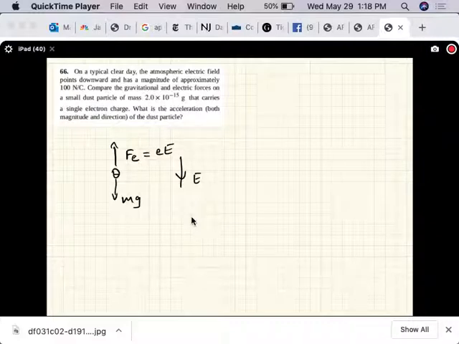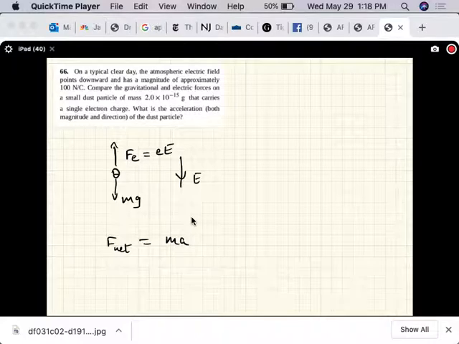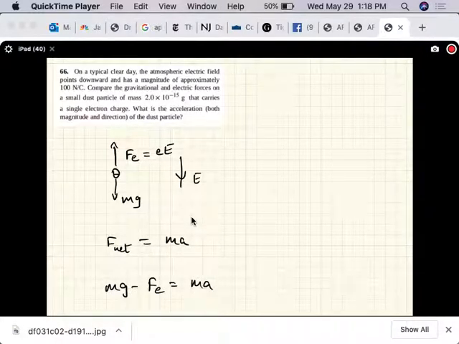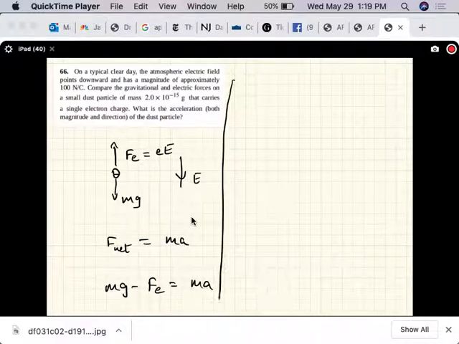So what is the acceleration? The net force on it is the mass times acceleration. And let's say, I don't know which one is greater, but let's say mg is greater than Fe. So we'll assume this direction is positive. It doesn't matter. mg minus Fe equals m times a. Okay, and what if Fe was greater? Then the acceleration will come out negative, meaning the acceleration is upward. Instead of falling down, the particle is accelerating upward. So the acceleration is mg minus Fe divided by m.